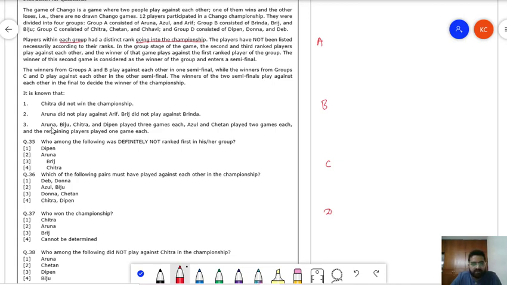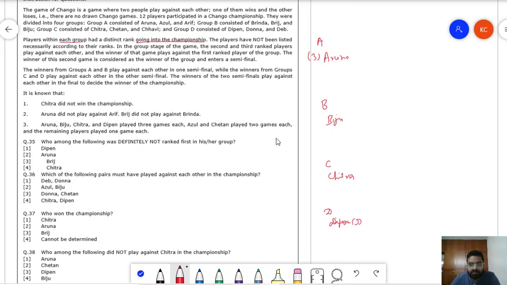So maybe Arif played with someone and Aruna played with the other person. And maybe Aruna played with Azul and lost, and Arif played again. Aruna, Biju, Chitra, Deepen played 3 games each. Okay, Aruna played 3 games. And then Biju also, Chitra either, Deepen either. So these people have 3-3 matches.